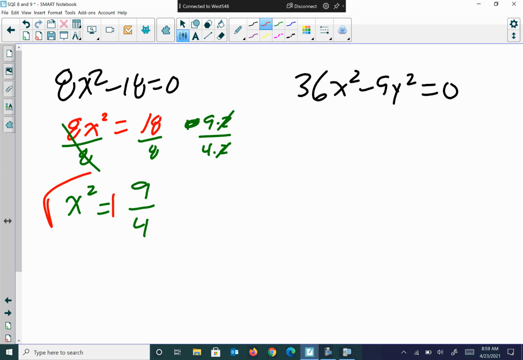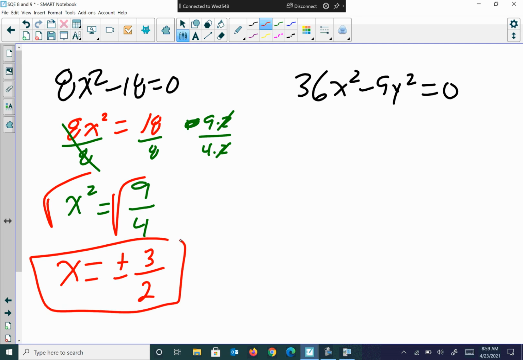x squared, root, don't forget the plus minus. Square root of 9 is 3, and square root of 4 is 2. So 3 over 2. There, it's done. Is plus minus 3 over 2 the same thing as x equals 3 over 2 and x equals negative 3 over 2? Yep, that's just the shorter way of writing it. If you go x equals 3 over 2 and x equals negative 3 over 2, it's the same answer. This is just the shorter version.